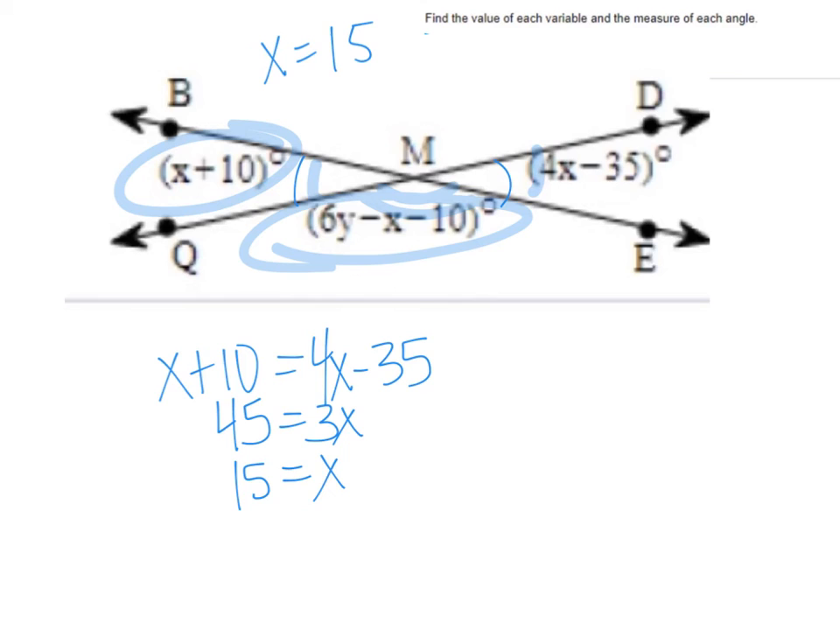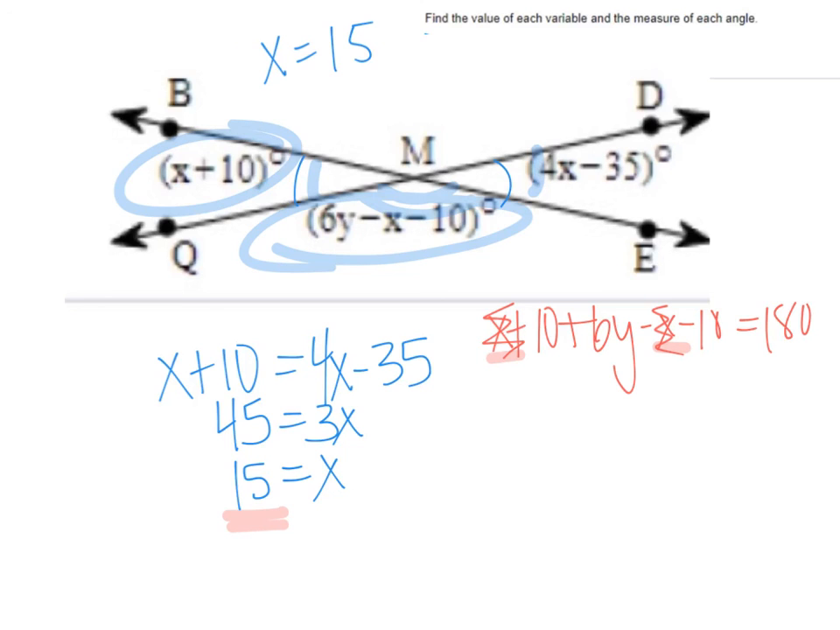So I'll do that one in red, so we have a different color. So we have x plus 10 plus 6y minus x minus 10 is equal to 180 degrees. Now I got a lot of stuff I can clean up here, y'all. I've already got 15 for x. So I can go ahead and plug that x for 15 right here. And then I've also got some like terms that I can combine. So actually, I don't even have to do that much because these x's are going to cancel out. Look at that. x minus x, that's gone. Don't even have to worry about that.